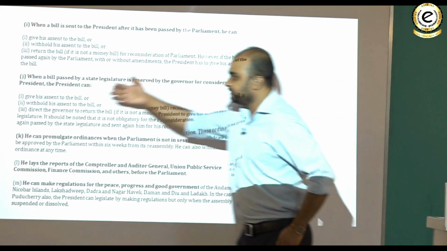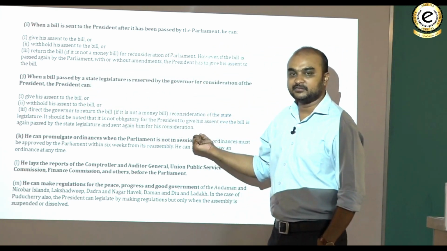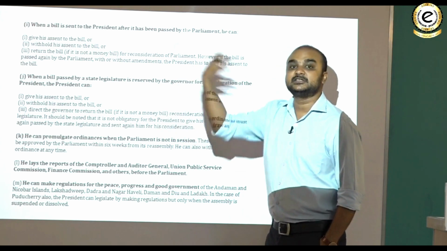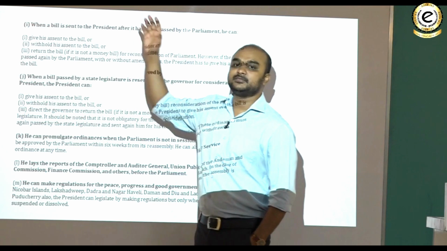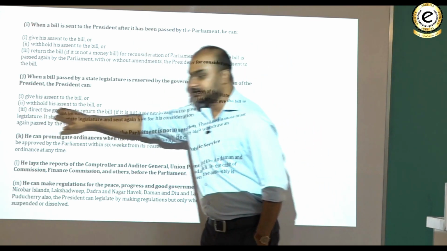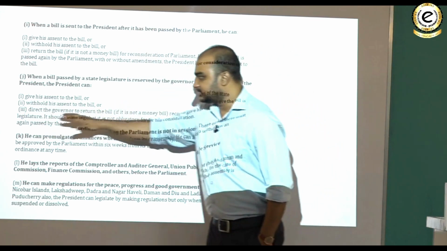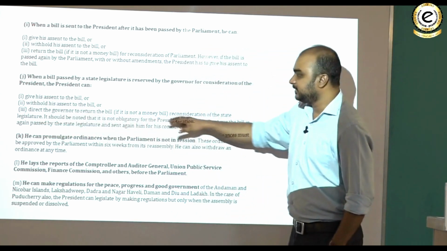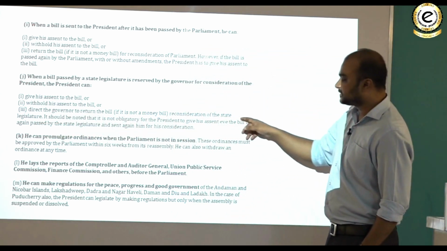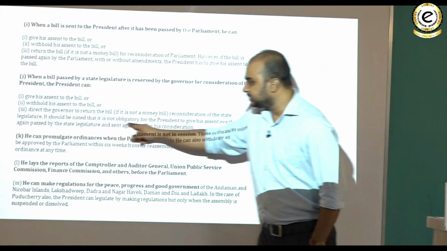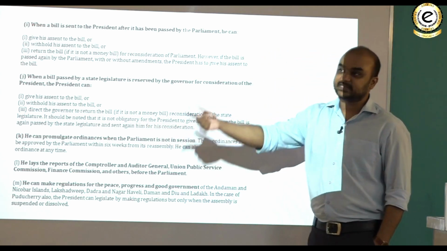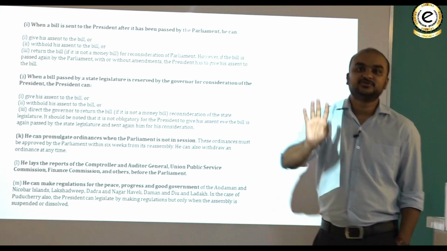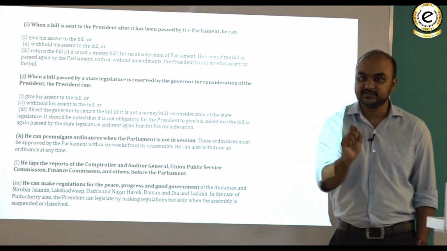So suppose it is reserved for the President by the Governor, the decision being a discretionary power of the Governor. Then the President can give his assent to the bill, and then it becomes a law. He may declare that he withholds his assent to the bill, then it's a veto. Or he can direct the Governor to return the bill, if it is not a money bill, for the reconsideration of the state legislature. It should be noted that it is not obligatory for the President to give assent if the bill makes a second journey from the state legislature to the President for obtaining his signature.